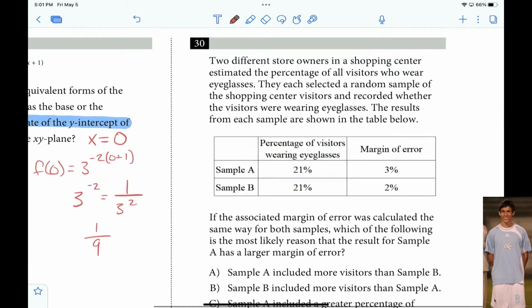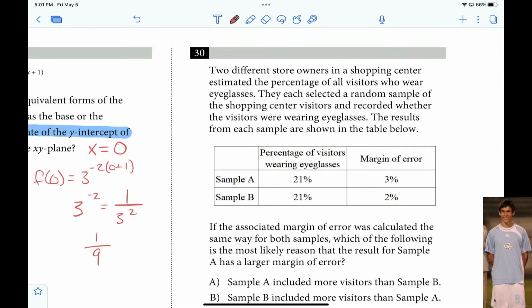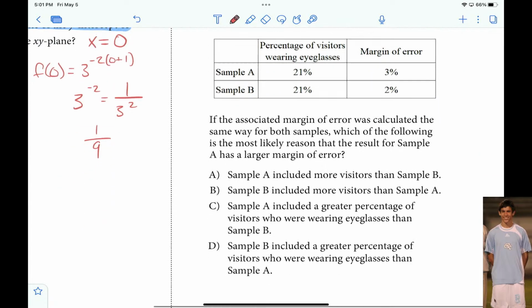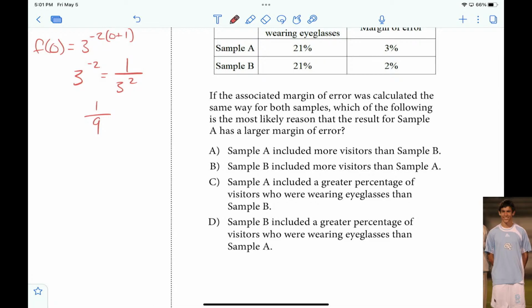All right, so number 30. It says 2 different store owners in a shopping center estimated the percentage of all visitors who wear eyeglasses. They each selected a random sample of the shopping center visitors and recorded whether the visitors were wearing eyeglasses. The results from each sample are shown in the table below. So it says, if the associated margin of error was calculated the same way for both samples, which of the following is the most likely reason that the result for sample A has a larger margin of error?